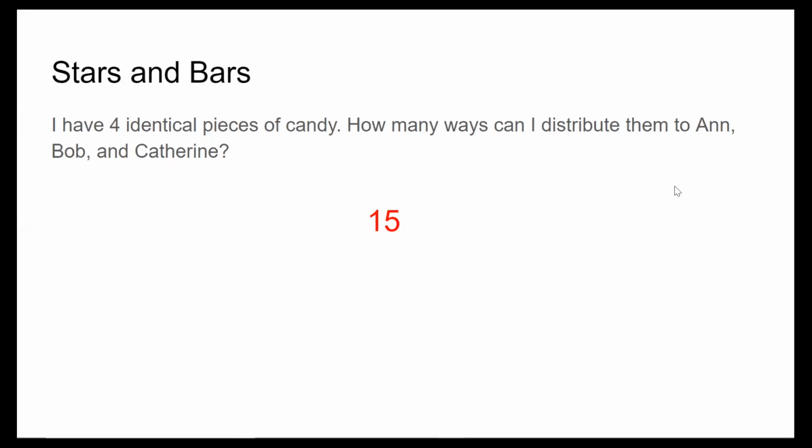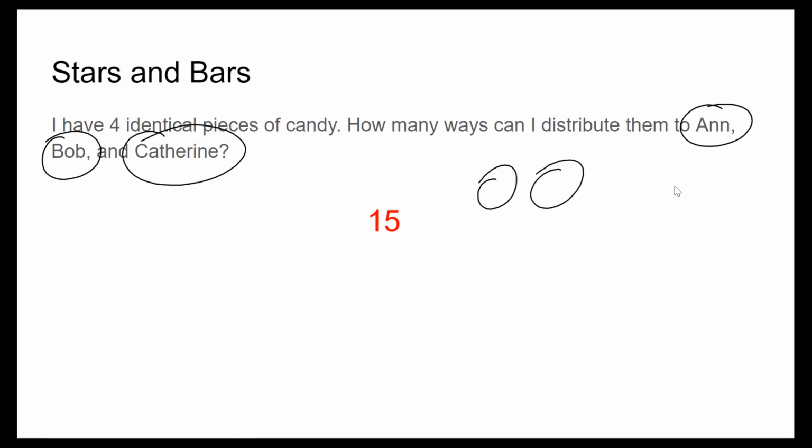So note that Anne, Bob, and Catherine are 3 distinguishable people, which means the 3 of them are different. So if I have 4 identical pieces of candy, and let's draw them here. 1, 2, 3, 4. So these 4 pieces of candy are all the same. So it doesn't matter what order we put them in.